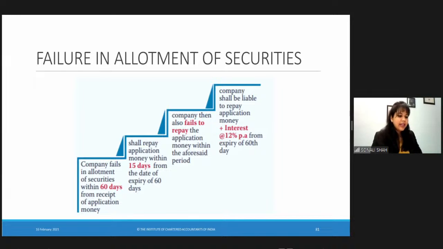Is that clear? Are we clear on the concept of private placement? Guys, are we clear on the concept of private placement? Any questions with respect to private placement?